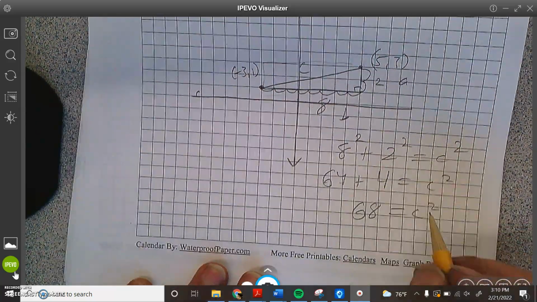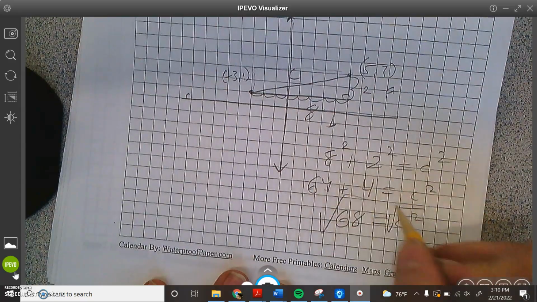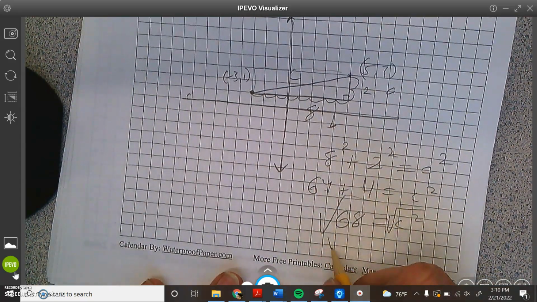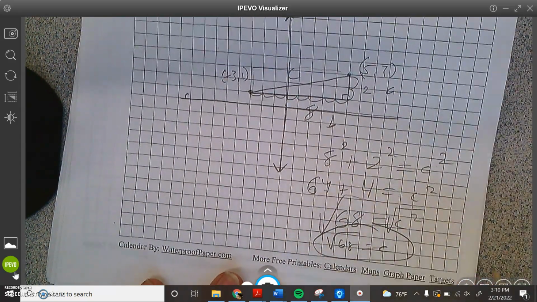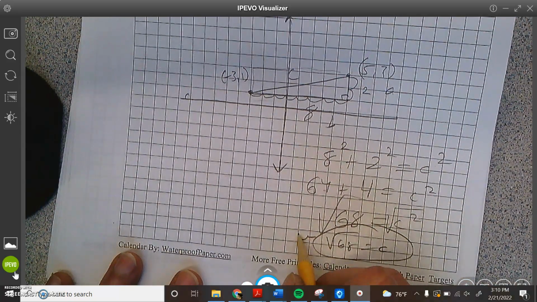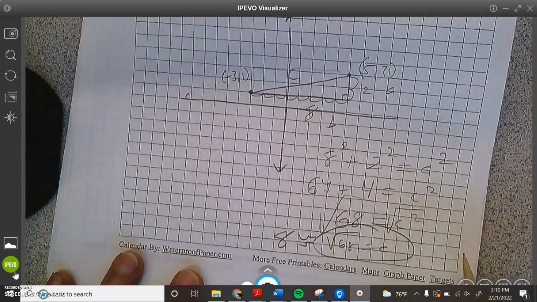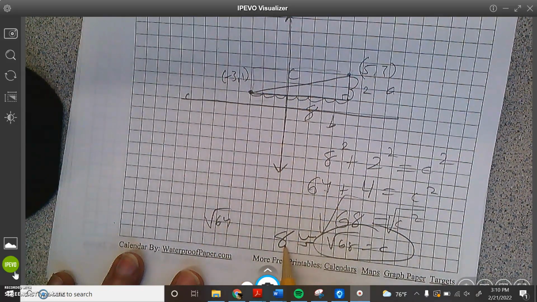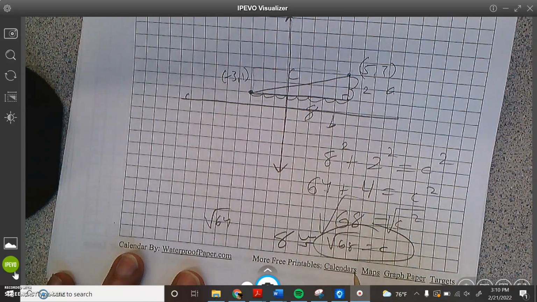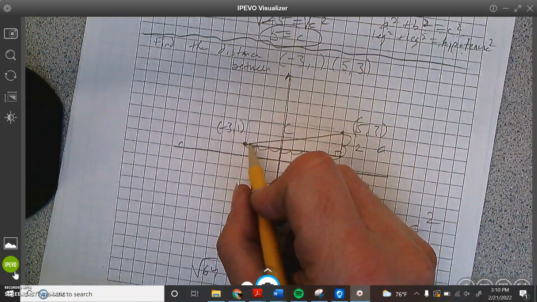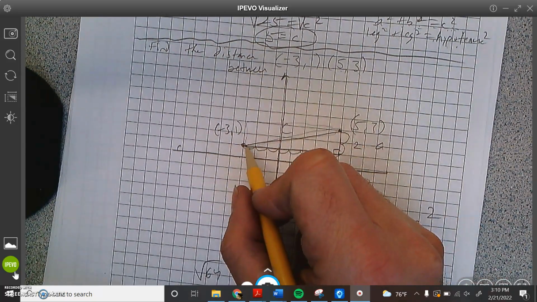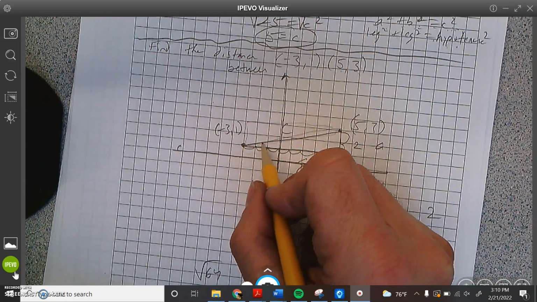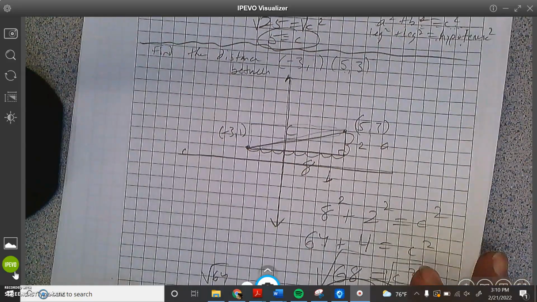The opposite of squaring is the square root. So the square root of 68 equals C. And that's about 8, because the closest perfect square is 64, and the square root of 64 is 8. It's a little bit more than 8, so maybe 8.1 or 8.2 on a calculator. So this is about 8 units right here. Can't count it that way, but that's about 8. Boom, got it. All right, you try one, last one.